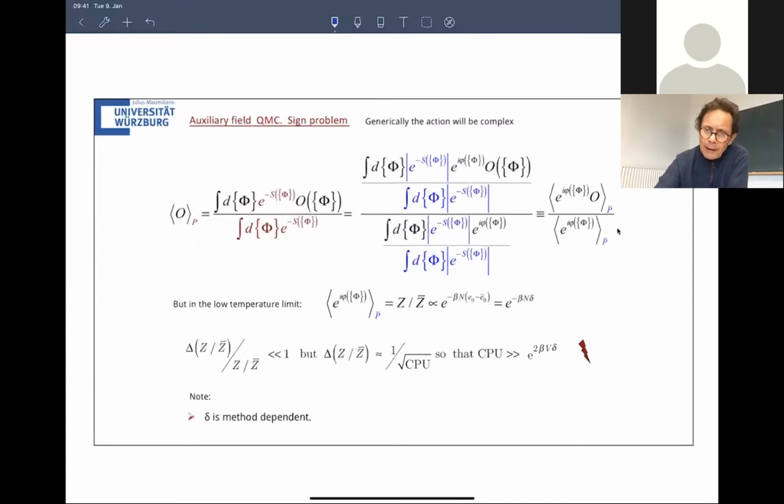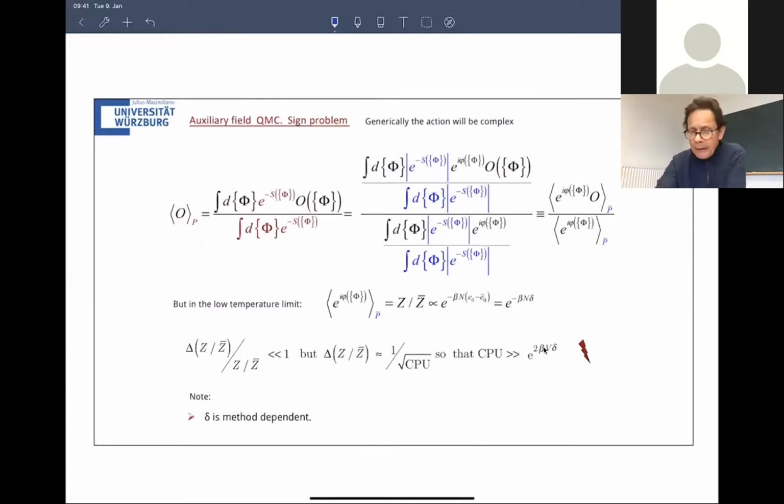The problem is that if I want to divide by this positive small number, then I have to be sure that the uncertainty on this positive small number is smaller than the number itself, right? But as I told you at the beginning, the error scales as 1 over the square root of the CPU time. And since Z over Z-bar scales exponentially to 0, that will lead to the fact that the CPU time has to be bigger than e to the 2 beta V times delta. And so, because you're dividing by something which is very small, you have to pay an exponential computational price to be able to keep the precision as a function of inverse temperature and volume, okay?